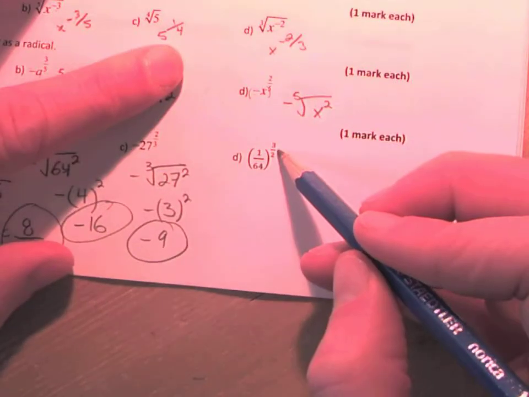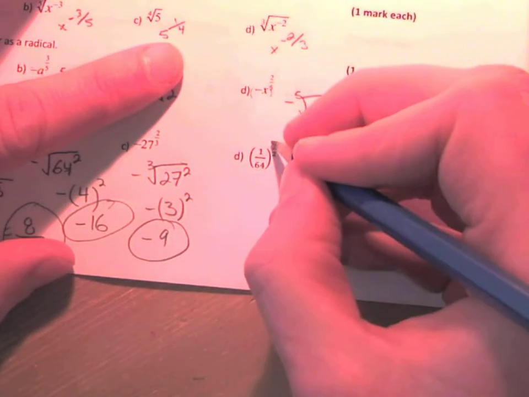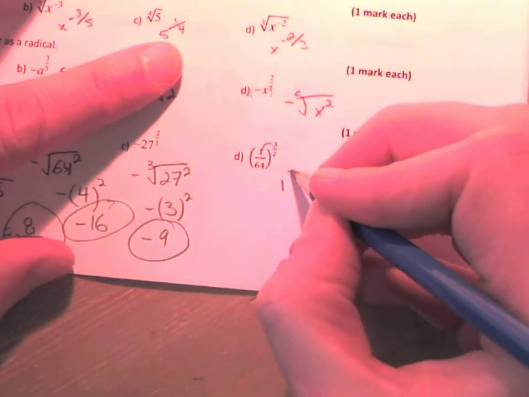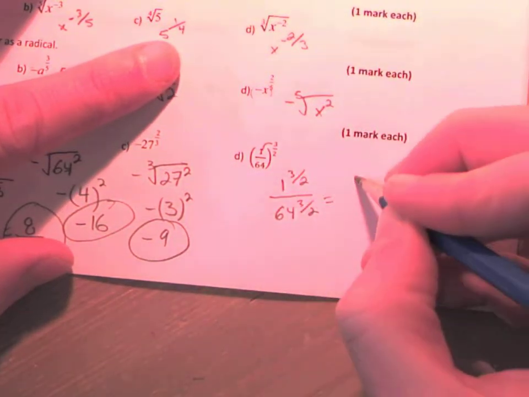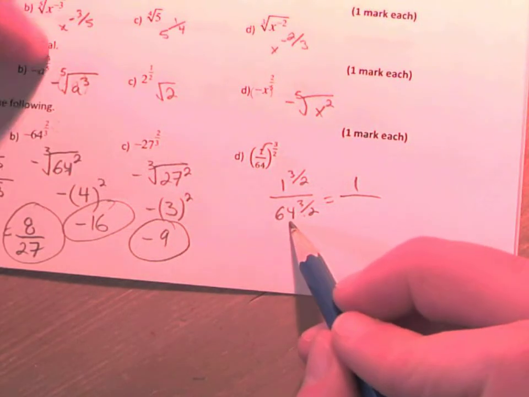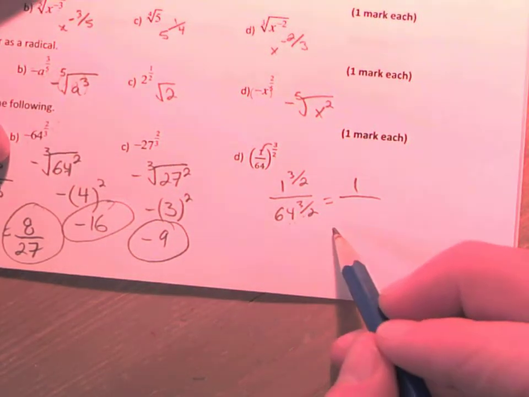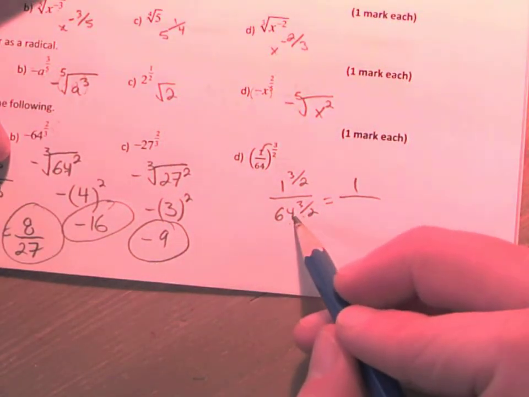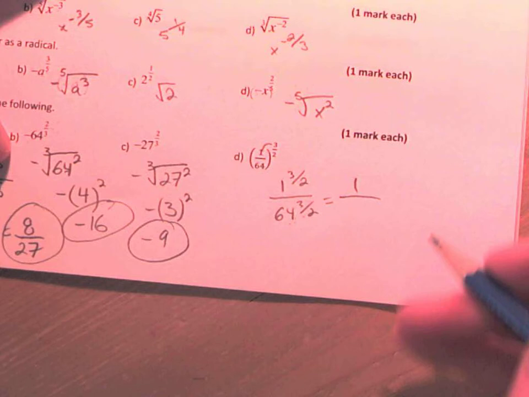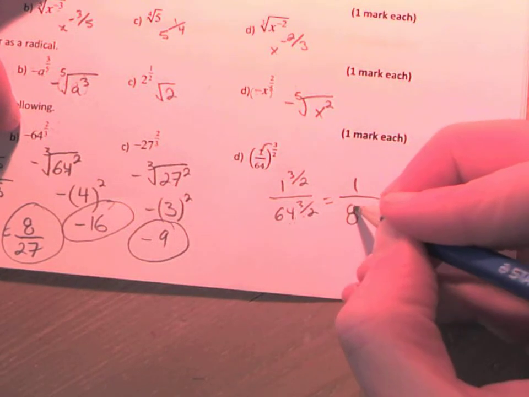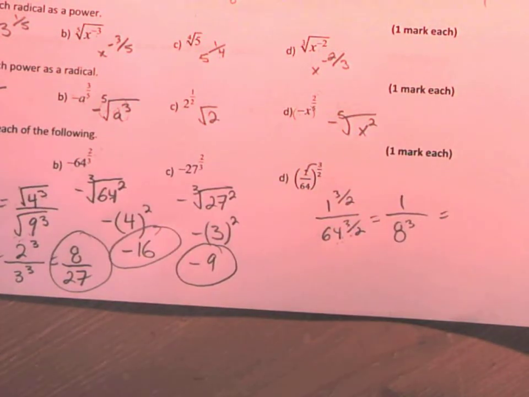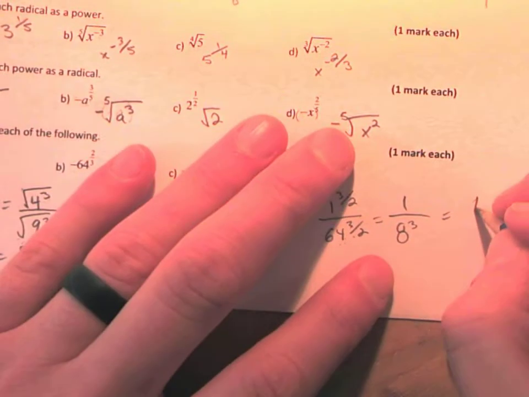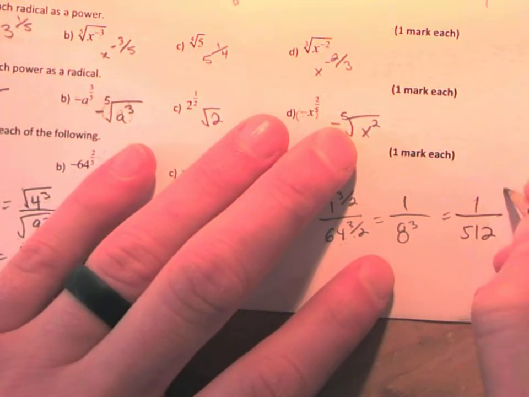And then here, we can distribute the 3 over 2 on the inside. 1 to the 3 over 2 over 64 to the 3 over 2. And we get 1 over, and then the 64 to the 3 over 2 is the square root of 64, which is 8 cubed. Okay, 8 cubed, which is 8 times 8 times 8, 512.